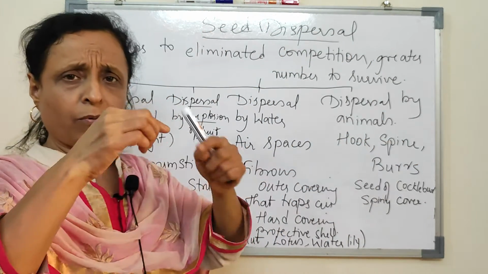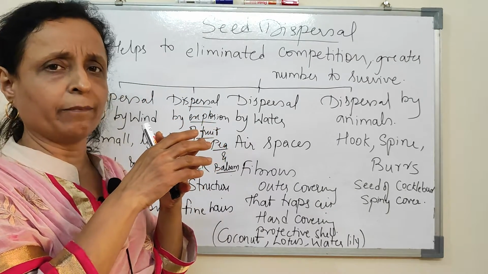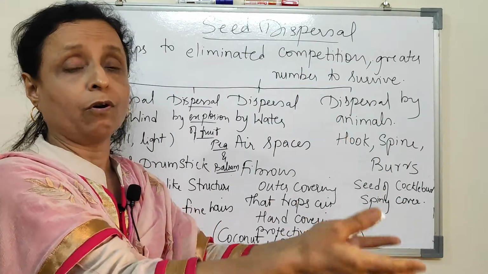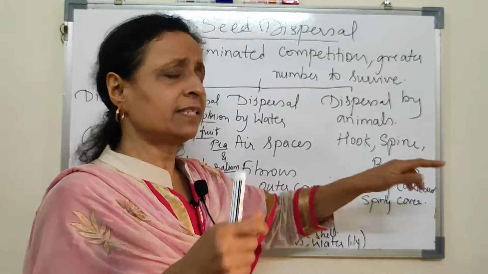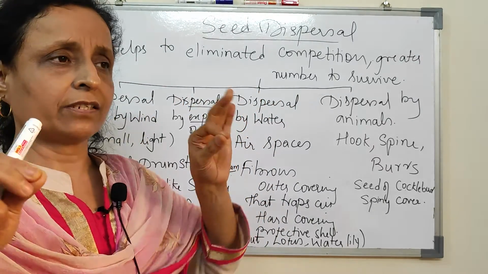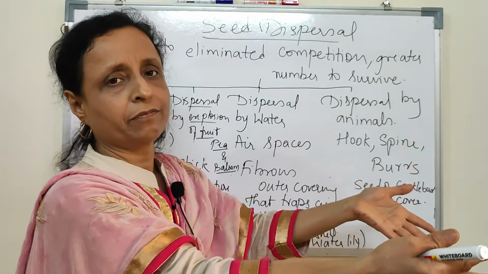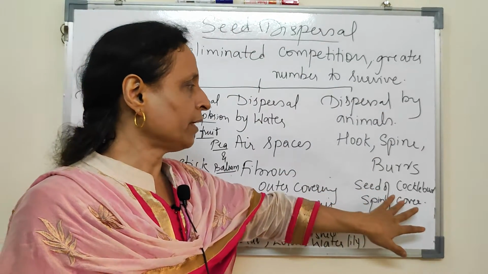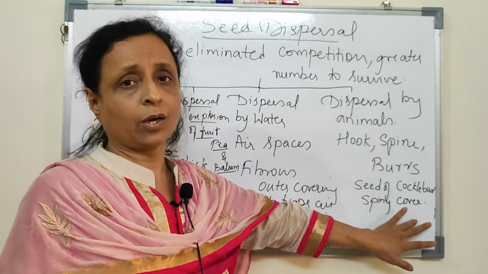Spine is pointed. Again, that can get attached to the fur of the animal. Again, it reaches some place where there's soil, warmth and water, and it will grow. Now, burr is something like a rough edge. The seed has got the rough edge. Again, it will get attached to some animal. Again, it will go to some place which has got soil, warmth, water, and it will grow. Example, the seed of purple burr, spiny, has got a spiny cover.